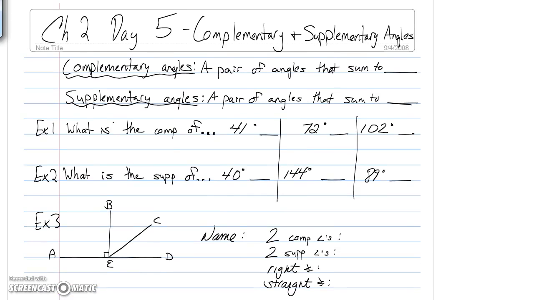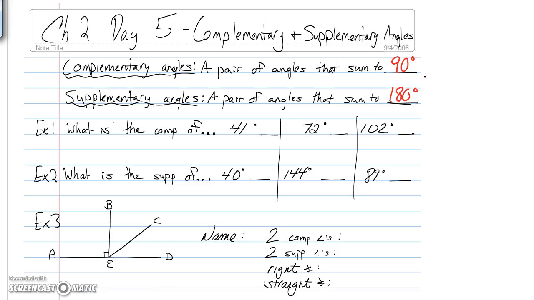Today we're going to learn about complementary and supplementary angles. They're very similar. Complementary angles are a pair of angles that will always sum to 90 degrees. So basically they form a right angle. They don't have to be together. They could be two separate angles apart, but they'll always add up to 90 degrees. And supplementary angles are a pair of angles that sum to 180 degrees. So very, very similar.